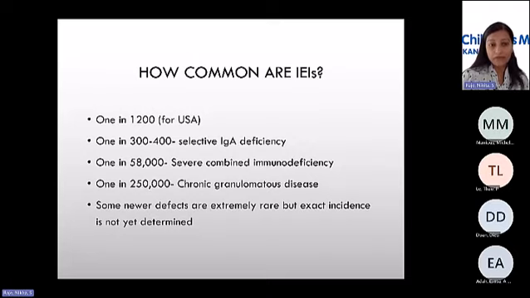With the newborn screening for SCID, we know that the prevalence of SCID has been more defined. It was thought to be around 1 in 58,000, in some populations 1 in 100,000. For chronic granulomatous disease, 1 in 250,000. Overall, the prevalence is thought to be about 1 in 10,000. Some of the newer defects are extremely rare, and the exact incidence is not yet determined because they might not have been screened for as much.